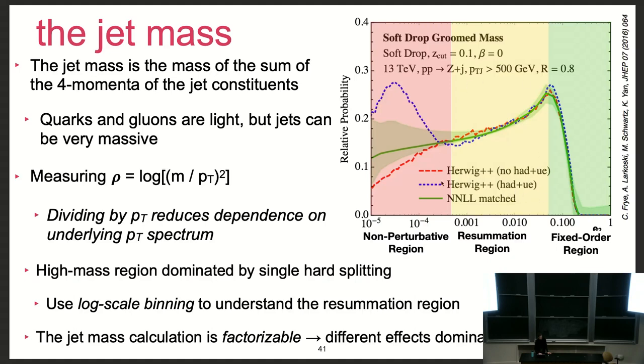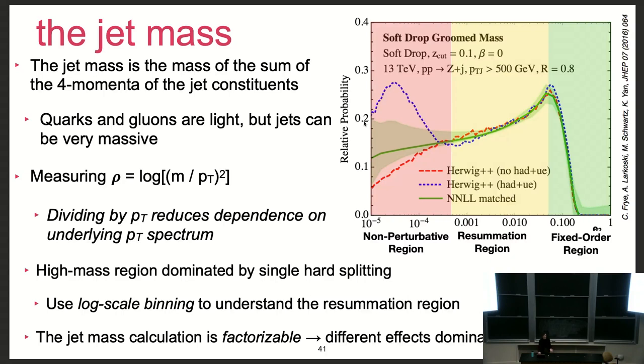But in the middle region here, this is where the resummation is really important. So this is really what these predictions were tackling and why we were doing this on a log scale. And finally, this is really testing our understanding of the parton showers themselves. Then finally, in the lowest mass region, this is where hadronization is very important.